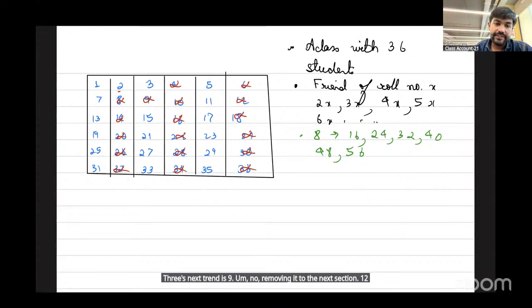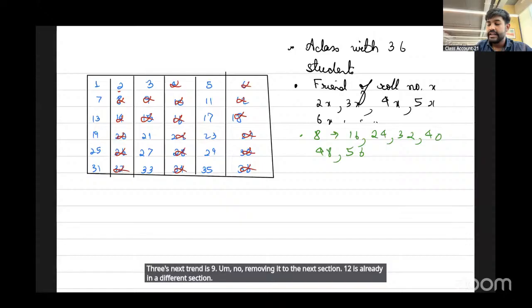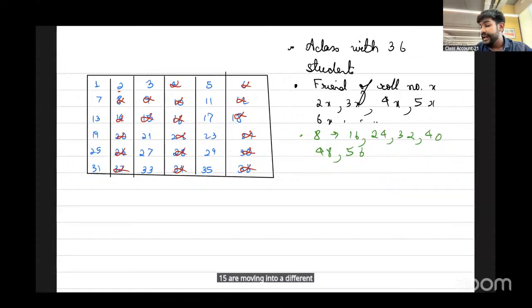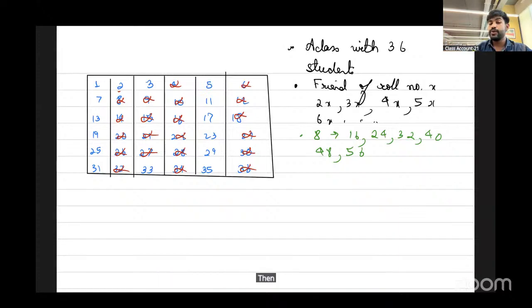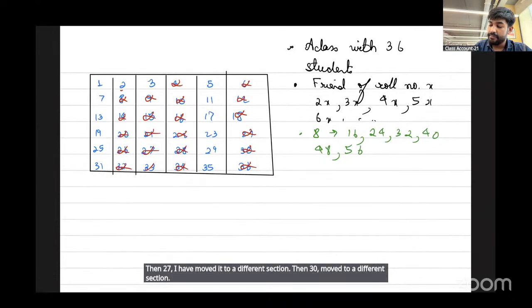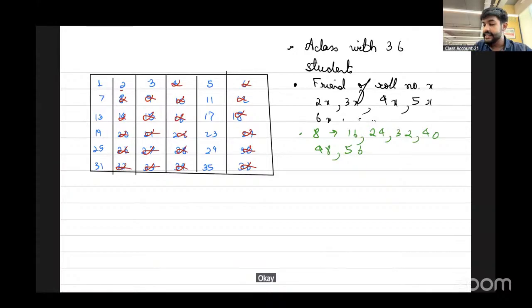12 is already in a different section. 15, I'm moving it to a different section. 18 is already in a different section. 21, I'm moving it to a different section. Then 24, I have moved it to a different section. Then 27, moved. Then 30, moved to a different section. 33, moved to a different section. Okay. Now let's go to 4.